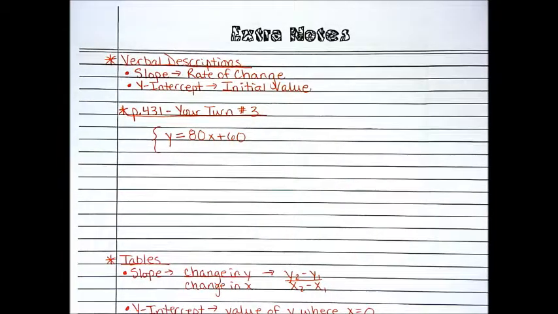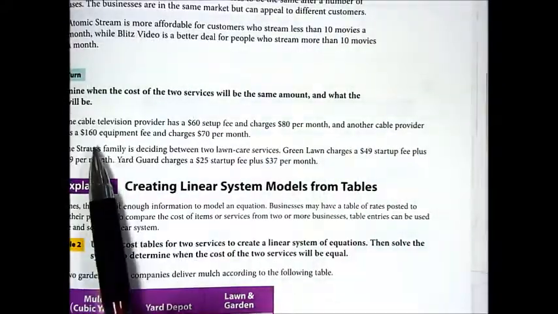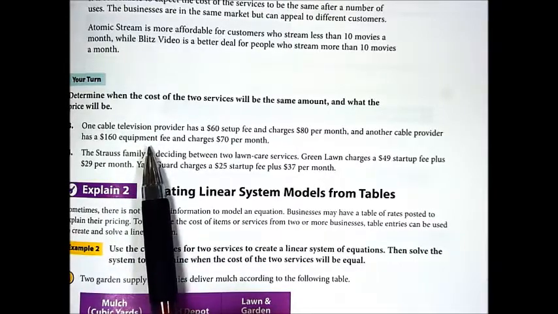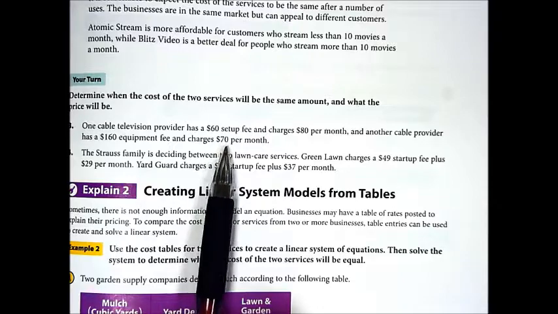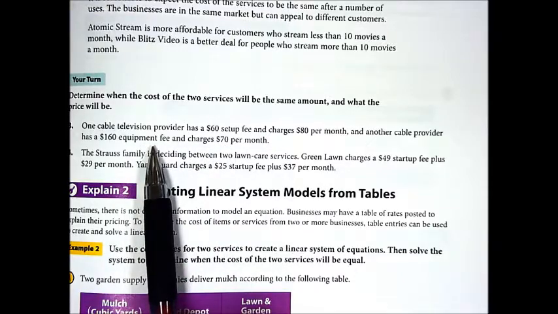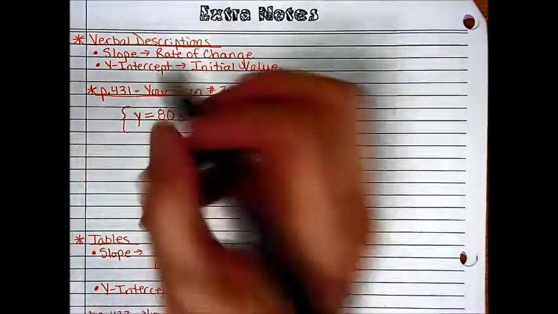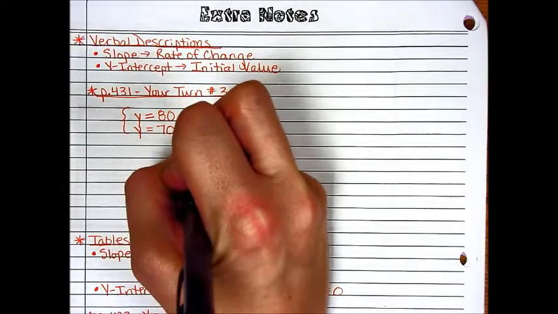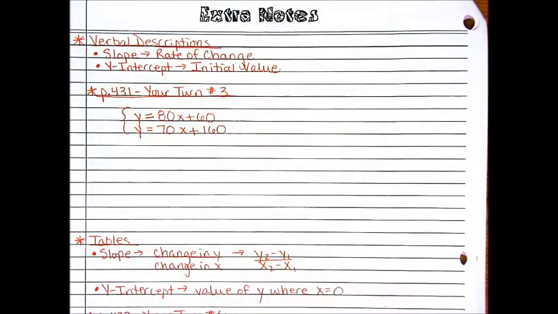And then if you go back and you take a look at the second provider, okay, remember how it said that they have a $160 equipment fee. You're going to have to pay that just to get the equipment that you need for their service. And then they charge $70 a month. So the $160 is your y-intercept, the $70 a month is your slope. So we would have y equals 70x plus 160.